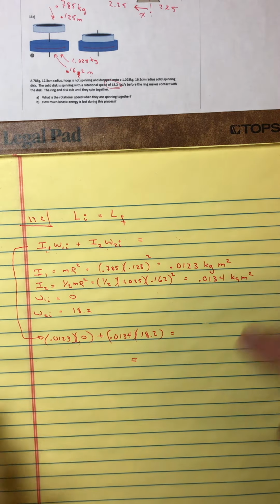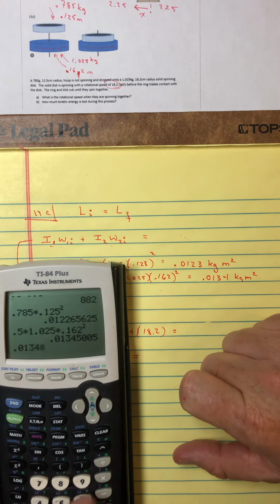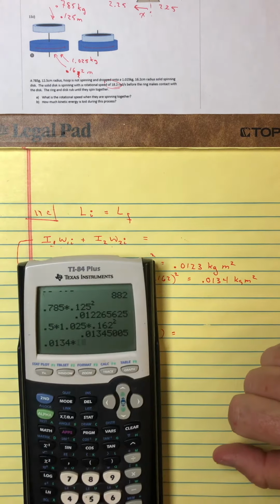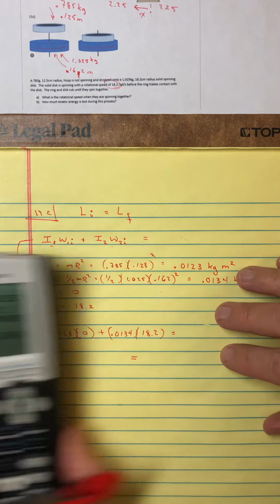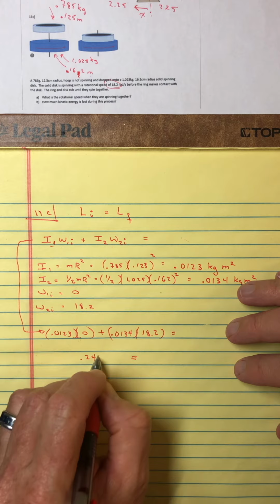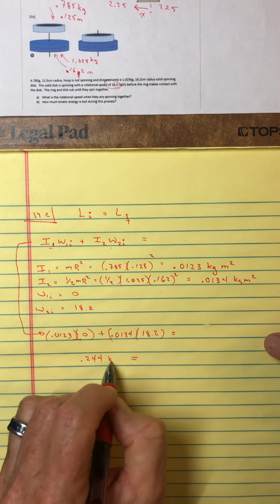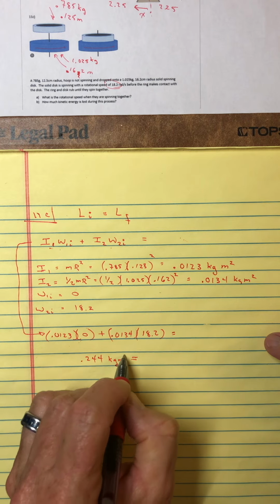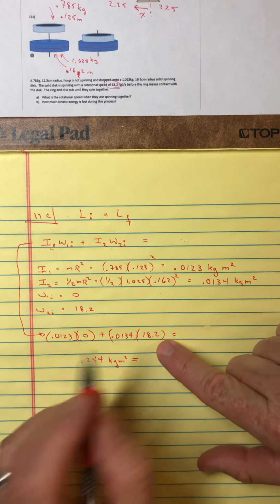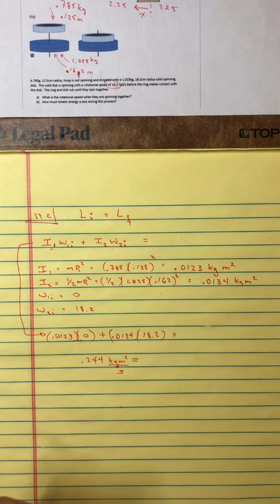So if I just get my calculator at this point, 0.0134 times 18.2, and we're looking at 0.244. And if we want to be careful with our units, we'll go kilogram meters squared for the unit of the inertia, and then the speed would be radians per second, and radians is not a unit, it's a clarifier.